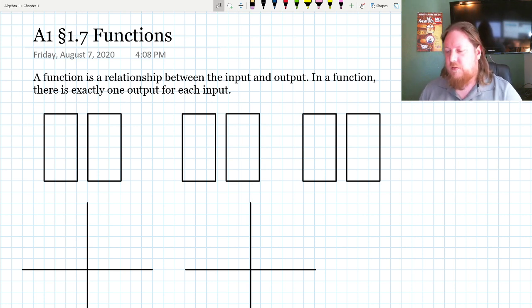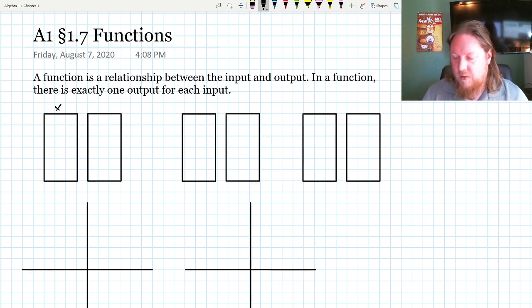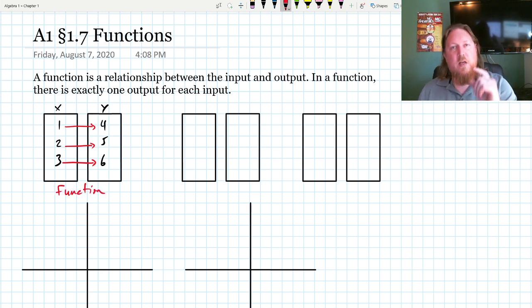With functions, let me write down a little relationship here real quick. Remember, this is domain and range. 1, 2, and 3, 4, 5, and 6. A relationship is just going from one to the other. And this one here is a function. Every input, the left-hand side, has exactly one output. That doesn't always happen. Sometimes weird things happen.